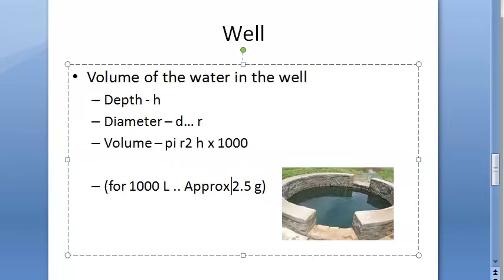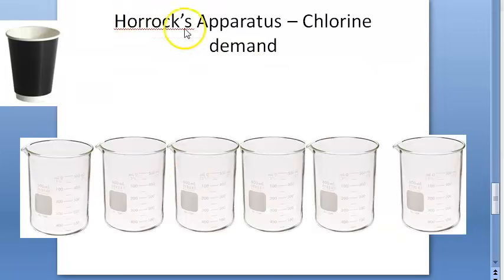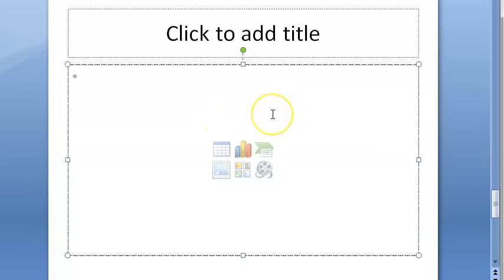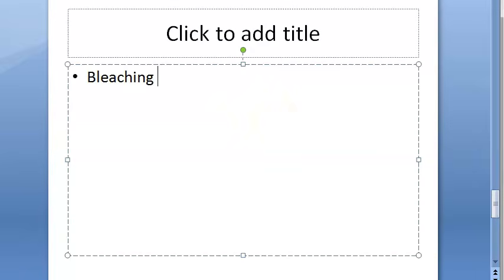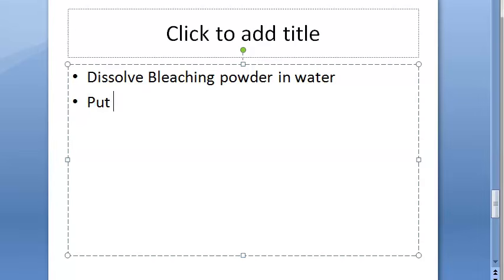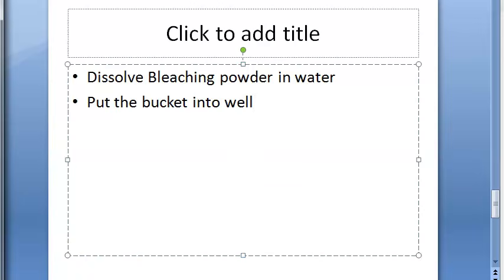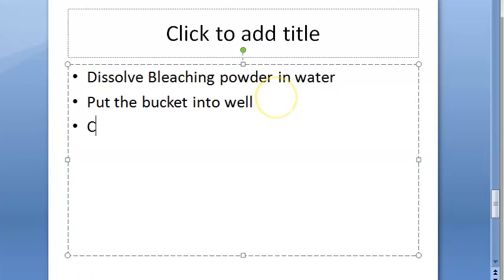Now we will have to do the actual calculation. After that, what will you do? You will put the bleaching powder in water and dissolve it. Then you put the bucket which has this chlorine water into the well. They will then shake it nicely. Then you should allow a contact period of 1 hour.